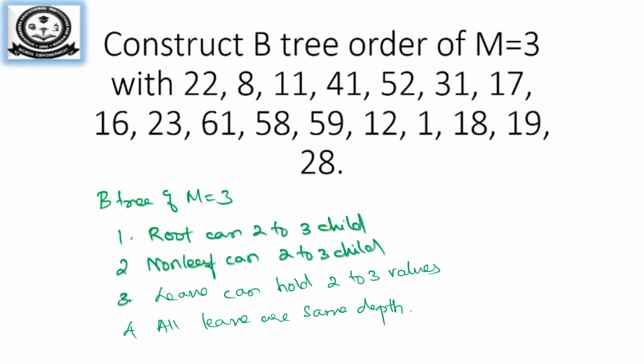Now how many nodes can you have in a leaf? How many elements can be stored in a leaf? A leaf can hold 2 to 3 values. Okay, then the fourth rule is that all the leaves should be at the same depth. So with these 3 rules in mind, we will try to solve this problem.